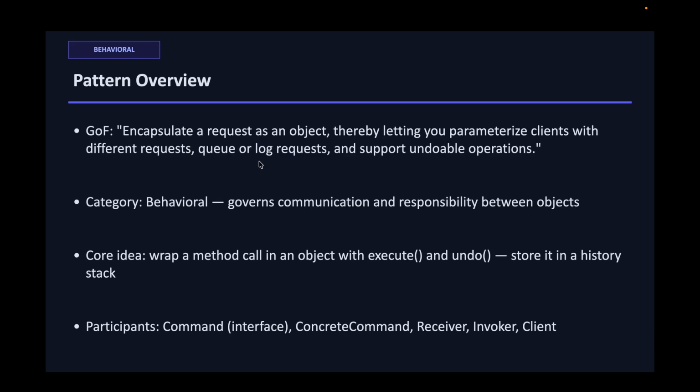The one-line version: instead of calling a method directly, we wrap that call in an object. That object knows how to do a specific thing and how to undo it. It only knows how to do those two things. We hand it to an orchestrator called an invoker, and the invoker executes it. And it keeps a history stack, so the undo becomes a simple pop and a method call. And so we're going to look at the participants: the command, concrete command, receiver, invoker, and client.